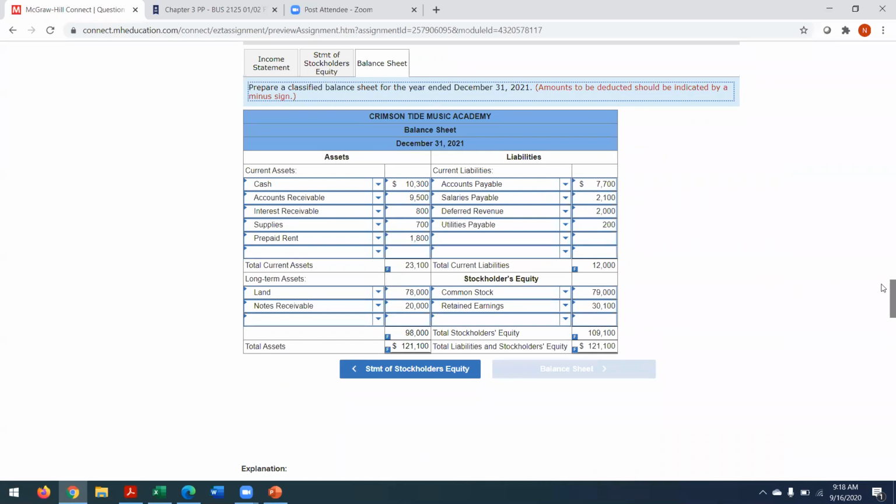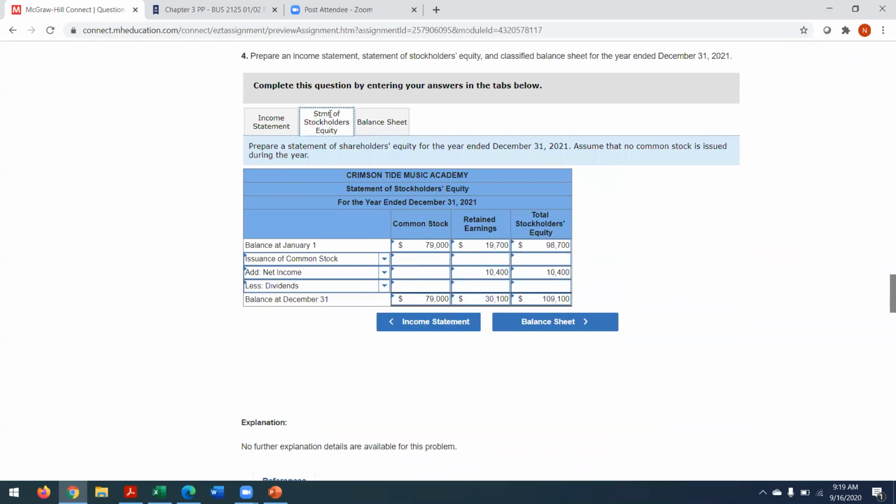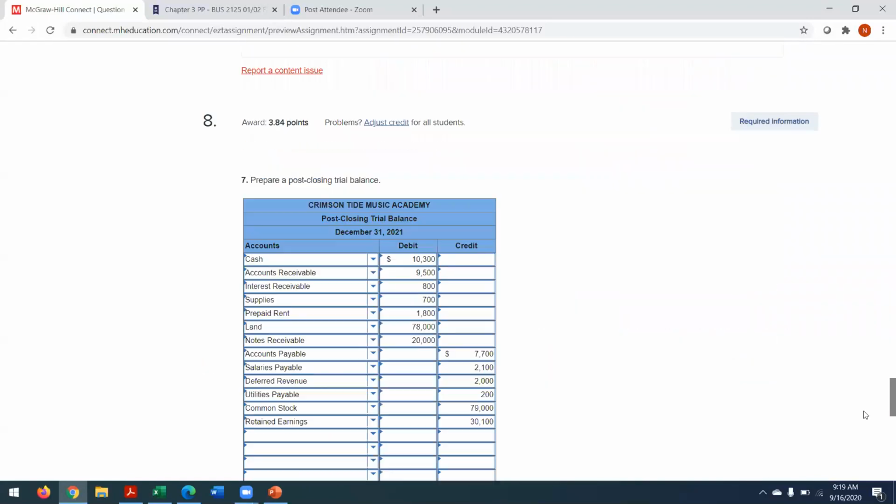It's showing that because it showed it on our statement of stockholders' equity here. You see, we started with a balance. We added our net income to end with a balance. Do you see that closing out our revenue and expense accounts all it did was permanently put the revenues and the expenses into our retained earnings so we can start the next period fresh.